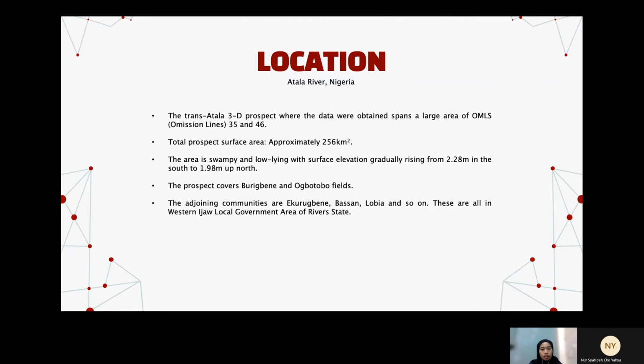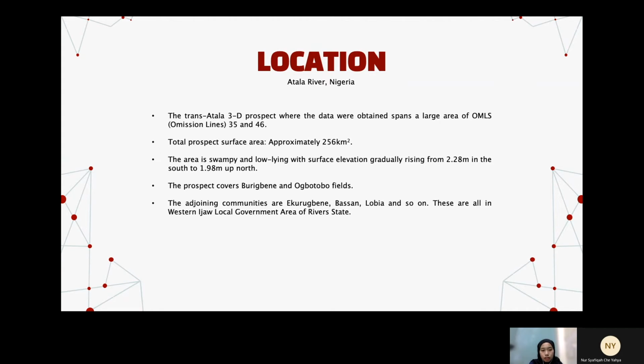So now I will present the location of the research, based on a journal by Iqbal et al., 2012, about spectral decomposition analysis at Atala, Rivers, Nigeria. The Trans-Atala 3D prospect, where the data were obtained, spans a large area of OMLs, or mining leases, which are 35 and 46. Total prospect surface area is approximately 256 km squared.